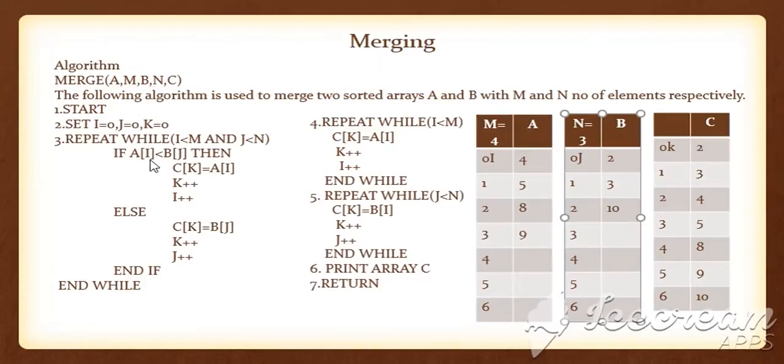As the condition is true, the program control will enter the loop, and a condition is evaluated: if A of I is less than B of J. A of I means 4. The condition is evaluated whether 4 is less than 2, and as the condition is false, the else part will be executed. And in the else part, what have we done? C of K equal to B of J.